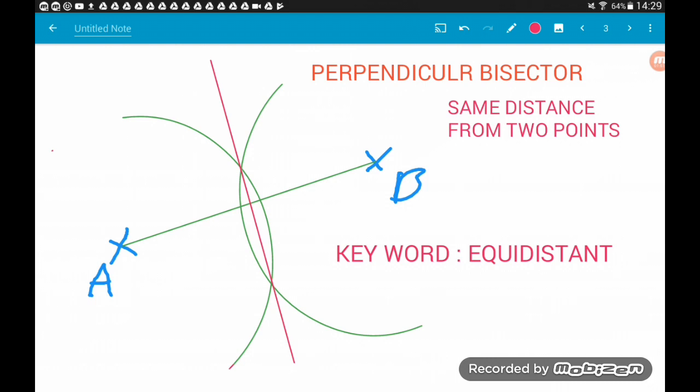Now what you want to do is join together those 2 points where the arc meets. So here that's my red line. So everywhere on that red line is equidistant, or the same distance from point A as it is from point B.